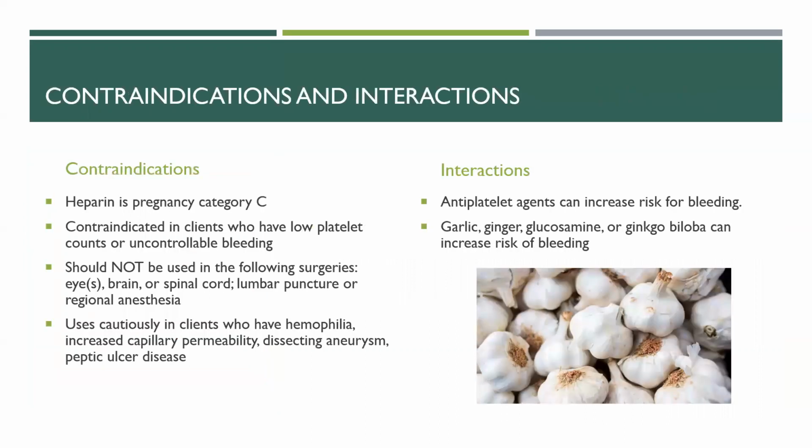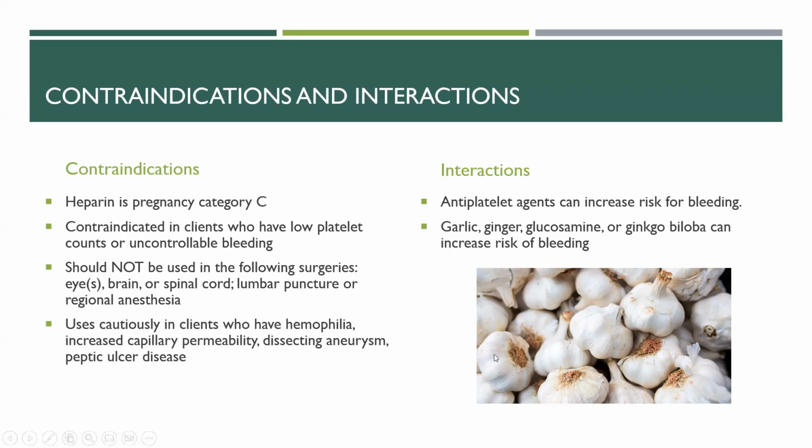So your contraindications, heparin is pregnancy category B. It's contraindicated in clients who have low platelets, and it should not be used in the following surgeries: eyes, brain, spinal cord, lumbar puncture, or just regional anesthetic. And you want to use cautiously with patients who have hemophilia, increased capillary permeability, dissecting aneurysm, and peptic ulcer disease. And if you look at all these cautions, it all has a similar theme where we're trying to watch out for bleeding. Interactions, antiplatelet agents can increase the risk of bleeding, and garlic, ginger, and ginkgo can all increase risk of bleeding.